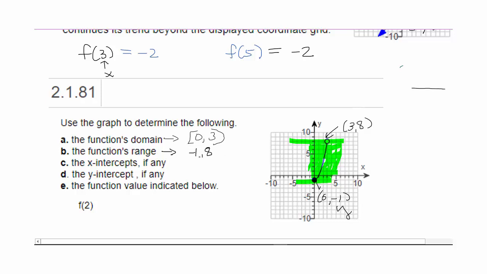Now, are we including negative 1? Yes, because again, that's a closed dot. Are we including 8? No, because it's an open dot.